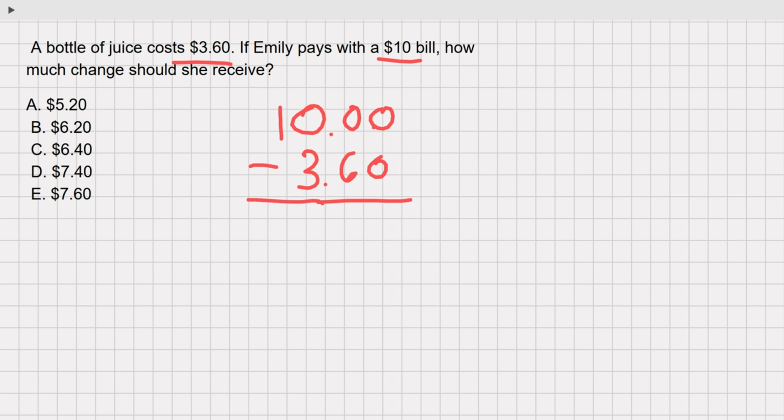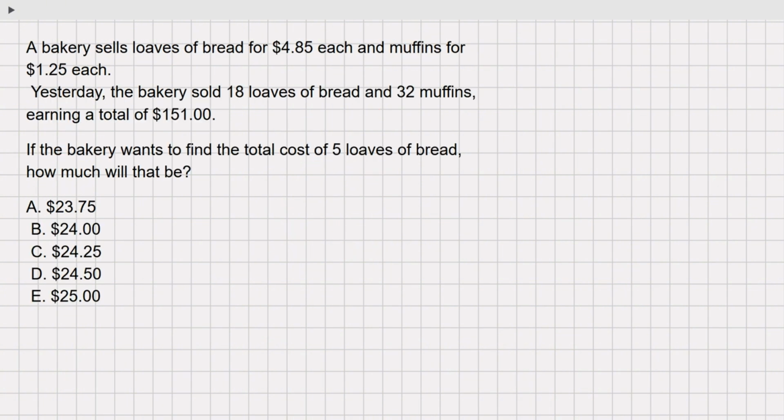So we've got $10 minus $3.60. What should we be left with once we do the math and the subtraction? You can definitely do this in your calculator. You're left with $6.40, leaving C to be your answer.